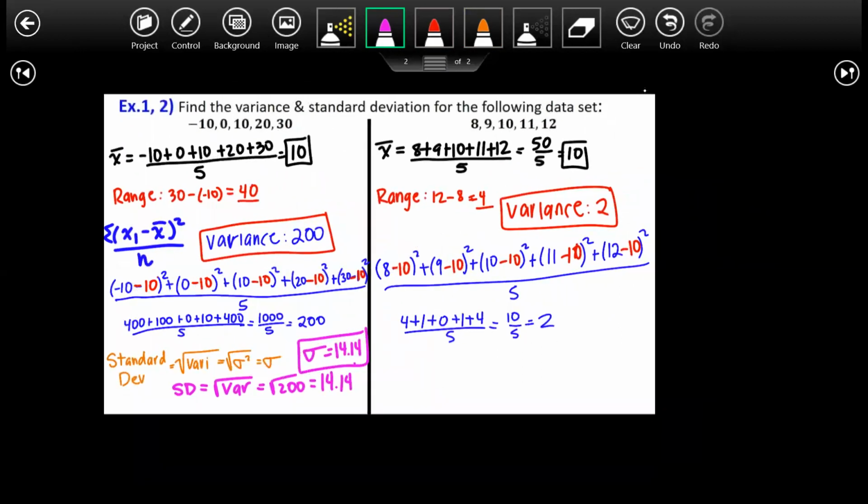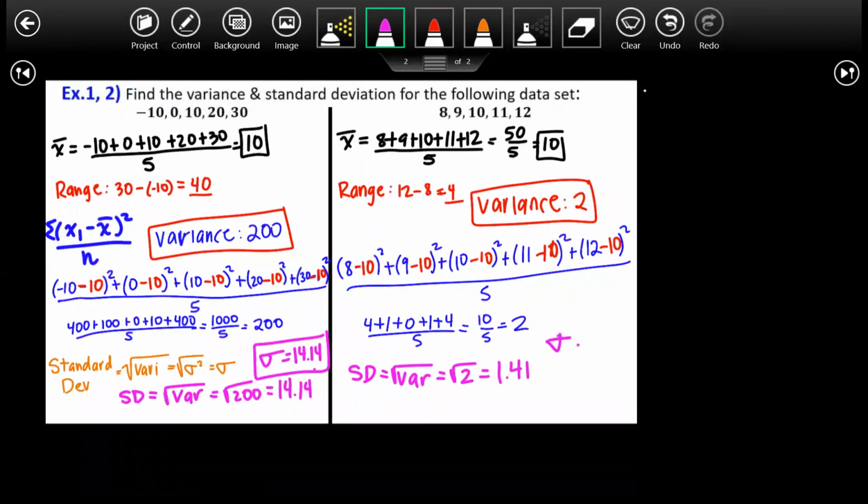The one to the right here, if we look at this, we're going to do the standard deviation again, which is equal to the square root of the variance, which is the square root of 2. The square root of 2 happens to be 1.41. So in this case, the standard deviation is 1.41.